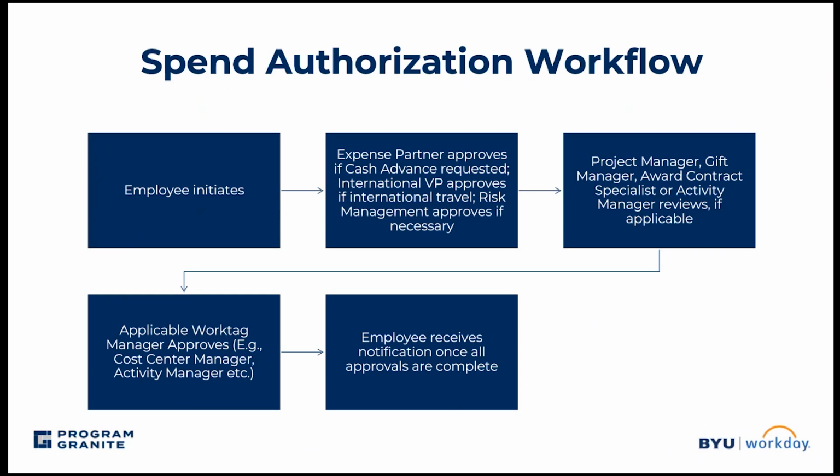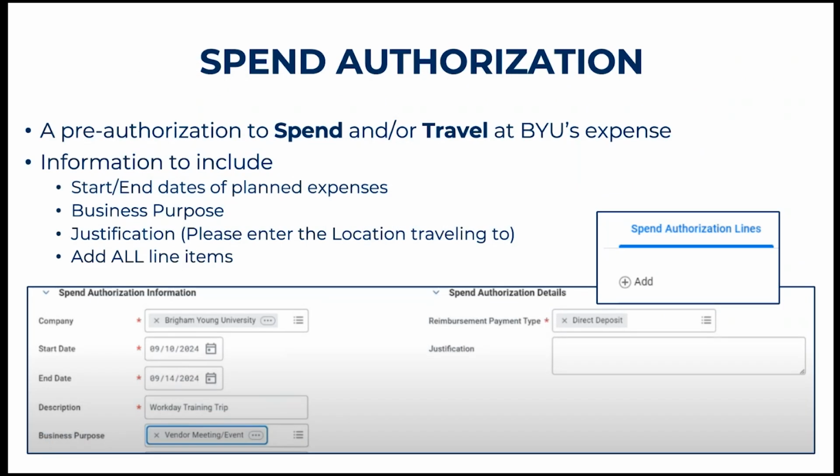Elizabeth's associate controller will be able to look it over and make sure before it goes on to the activity managers for approval. So it's a pre-authorization to spend and or to travel, and you will need to put in some various information. The one thing you'll see on these slides is that it will always have the BYU company. There may be a time where you will use one of our LLCs, so just keep that in the back of your mind if it's for an activity, and I'll show you that as we go.